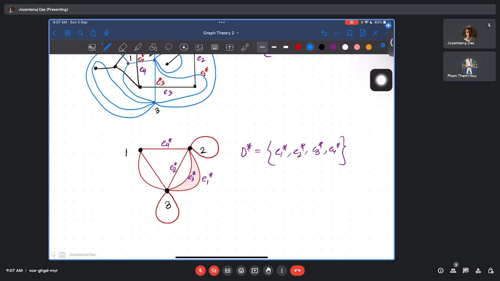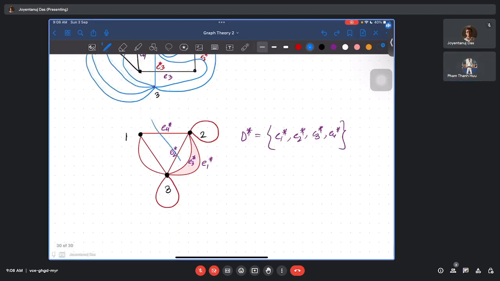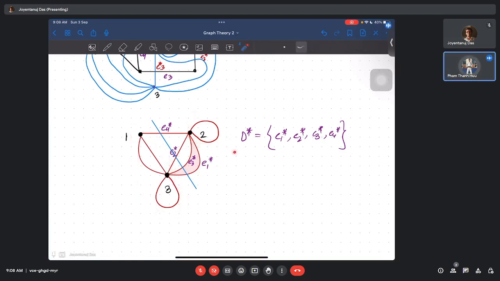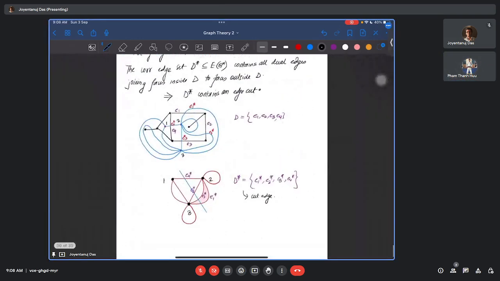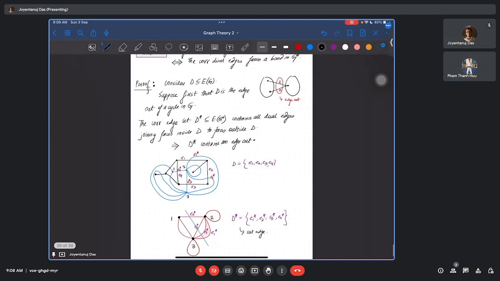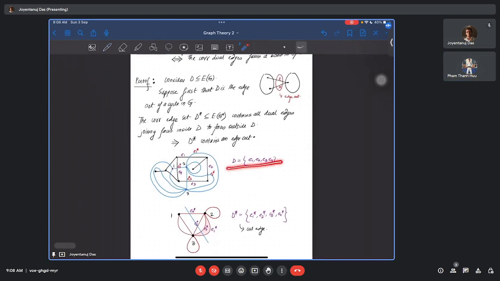Now one can check that if I delete all these four edges, then the graph becomes disconnected. So this is one part and this is one part. So this is actually a cut. That is what we wanted to show: if we take the set of edges that form a cycle, then the corresponding edges in the dual graph will be a cut.